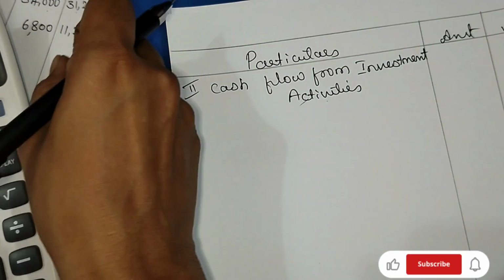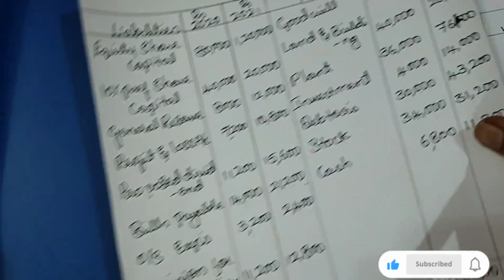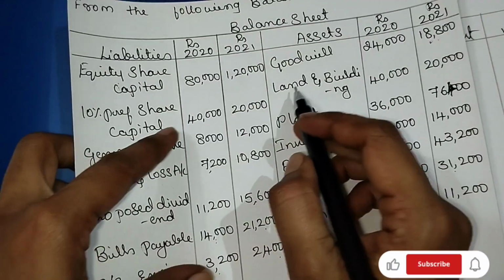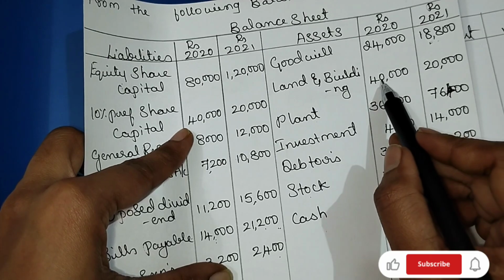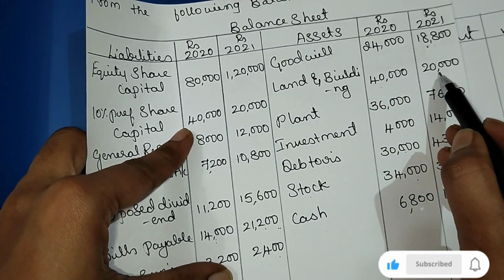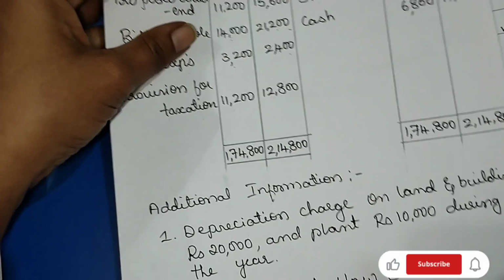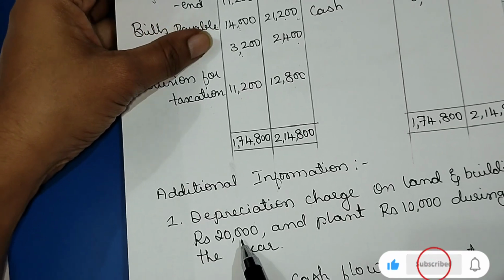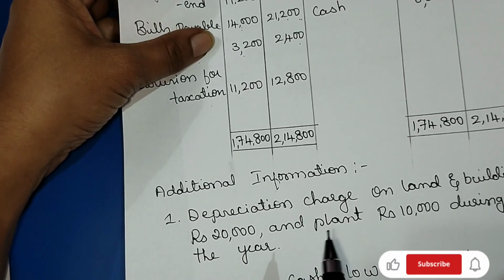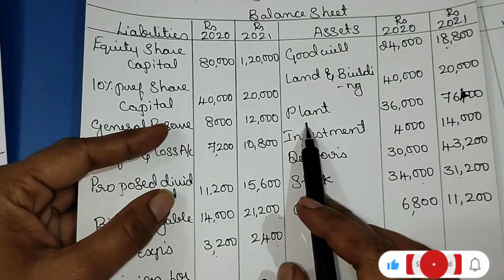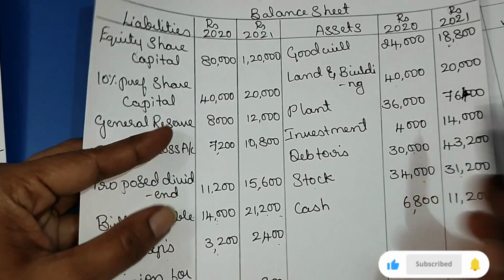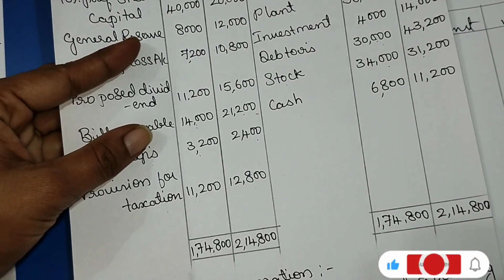Here, purchase or sale means all the assets we are considering. Land and building: if you observe, previous year 40 is there, current year 20 is there. Whatever the difference is there, that they have given as a depreciation. So, there is no sale or purchase on land and building. When you consider plant, there is a huge difference and the depreciation is also given.